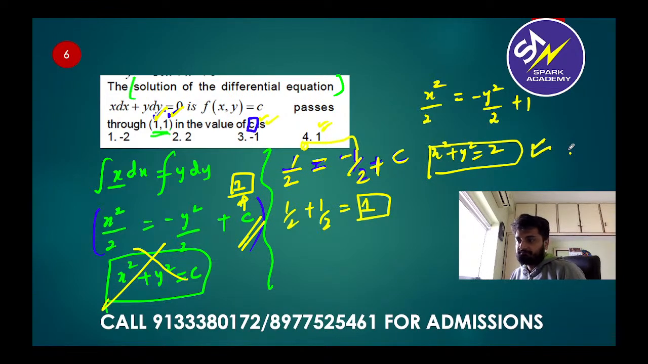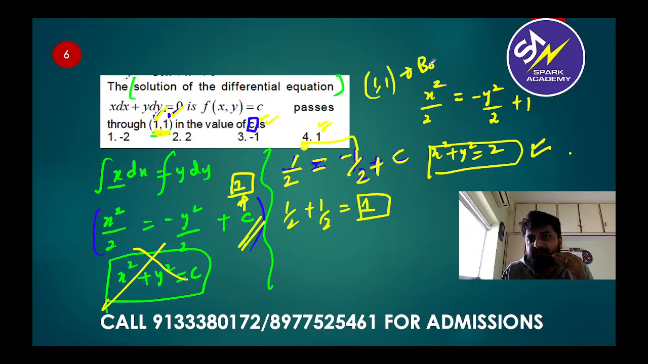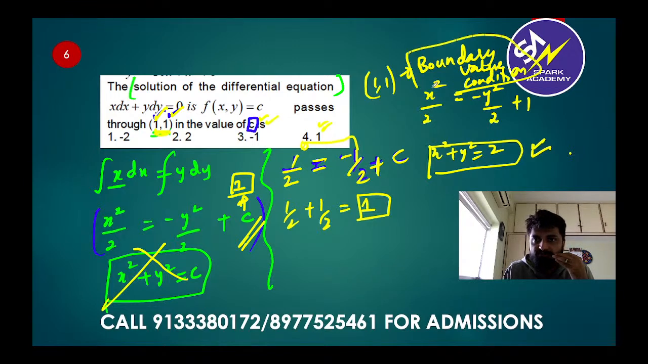Got it? Everybody? All of you? So simple, but what are we doing? This 1 comma 1 which we are applying is nothing but the boundary value condition. The boundary value condition is what we are applying. So in this way, this is also simple.